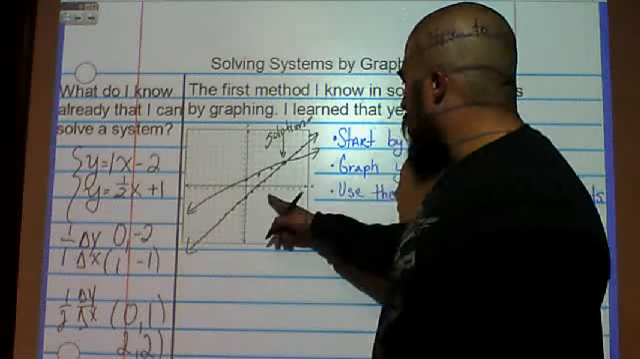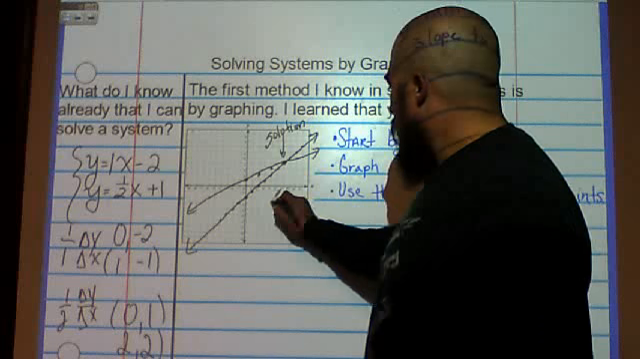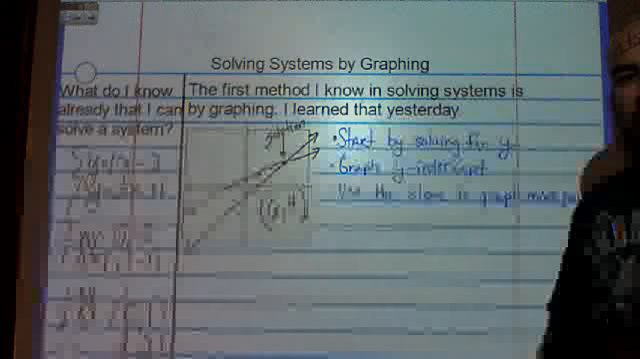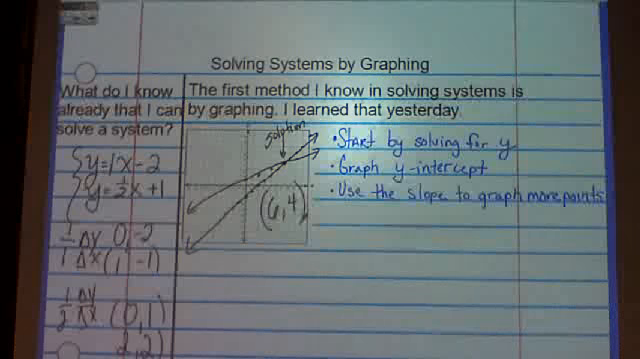Okay, that's from yesterday, so my solution is at (6, 4). Okay, and this we should already know how to do. This is solving systems by graphing.